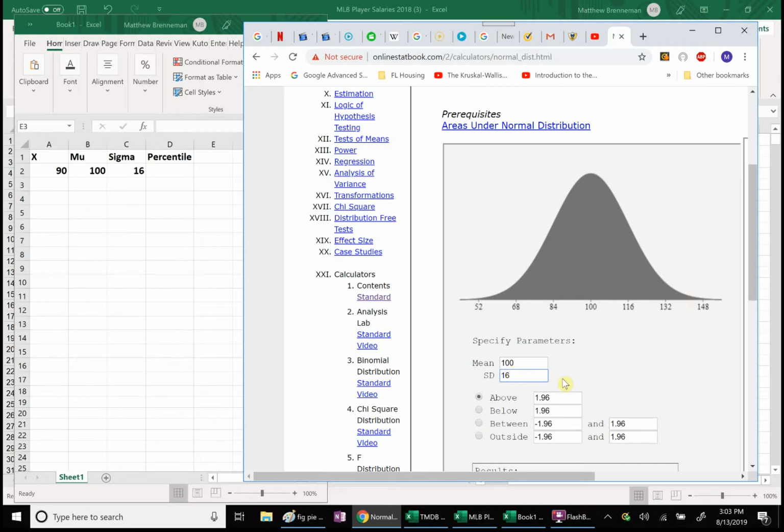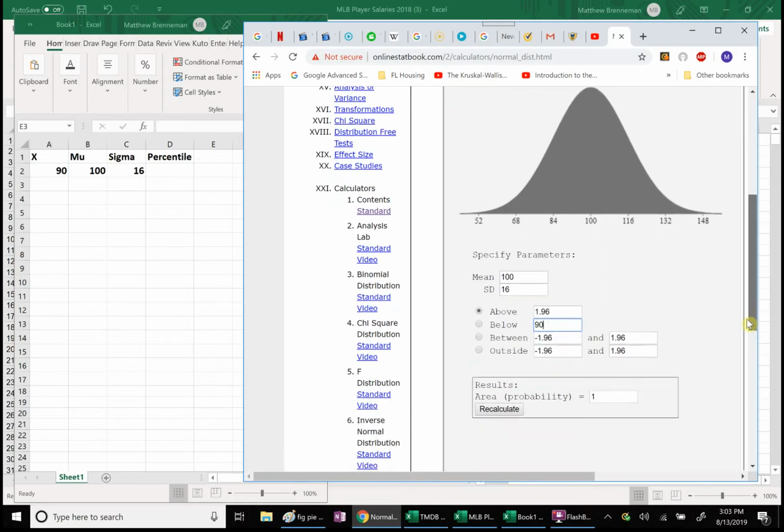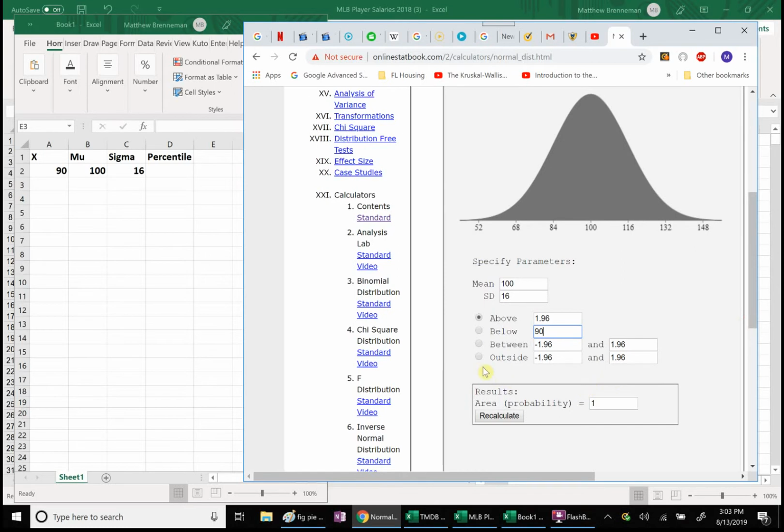Okay. And I want to know what is the percentile for 90? So I want to know the percentile below the data value of 90. Okay. And I probably have to hit a little, oh, I have to toggle this. There we go. Okay. And I'm going to go ahead and compute it here. And we see that the answer is 0.266.